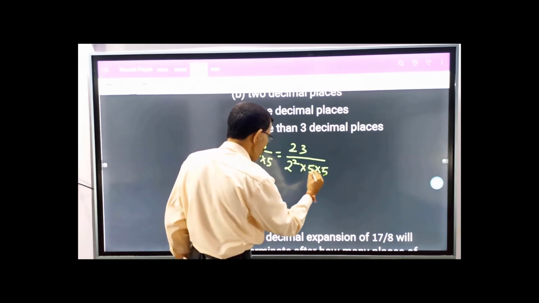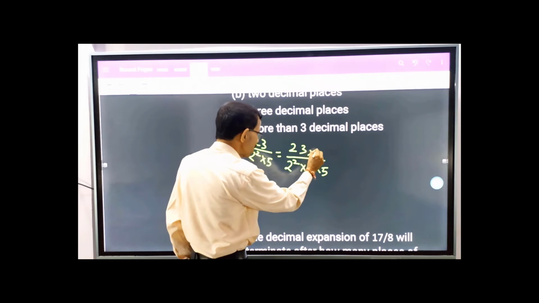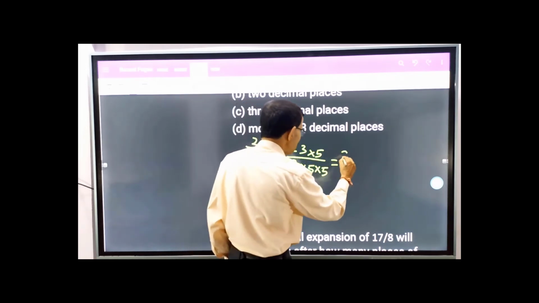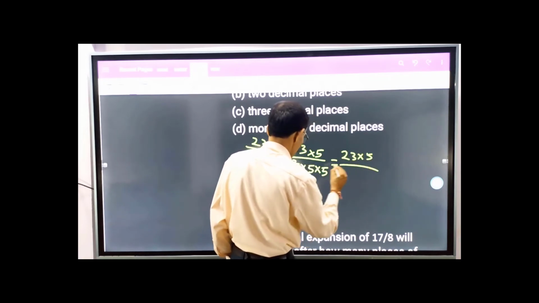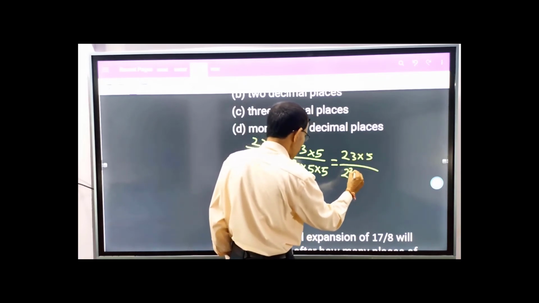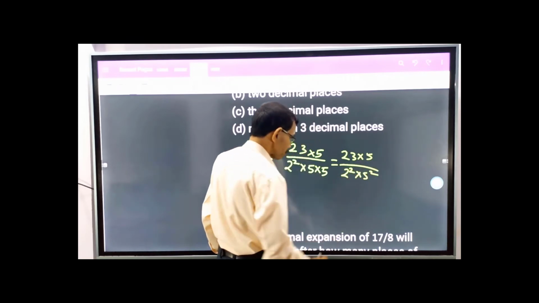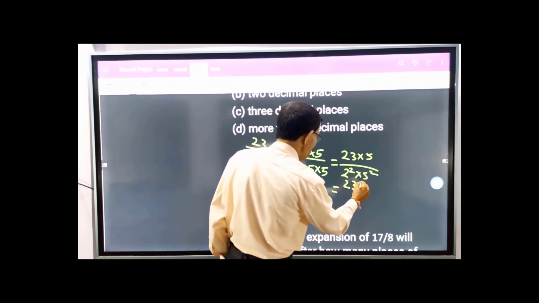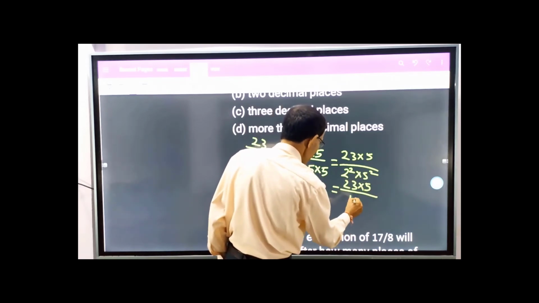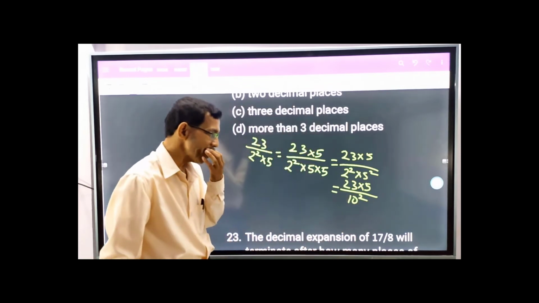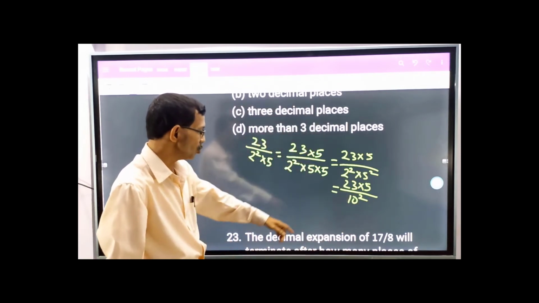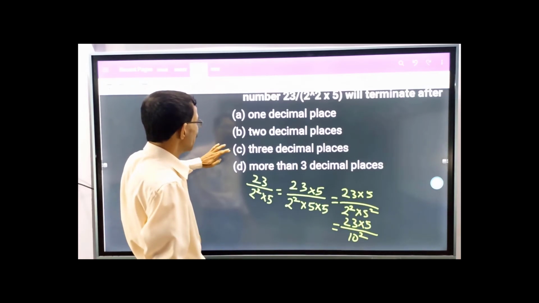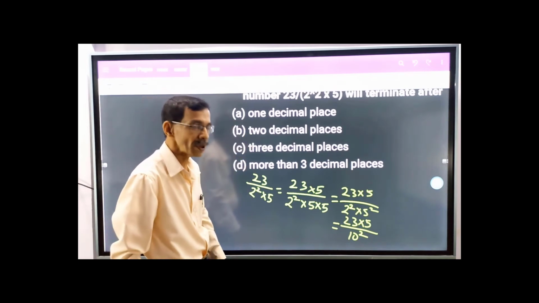So I will multiply by 1 more 5. And so the numerator also I will multiply by 5. So this will be 23 into 5, and this will be 2 square multiplied by 5 square. So again this is 23 into 5 over 10 raised to 2. So how many decimal points do you have to shift it? You have to shift it 2 decimal points. So the correct option over here is option B.